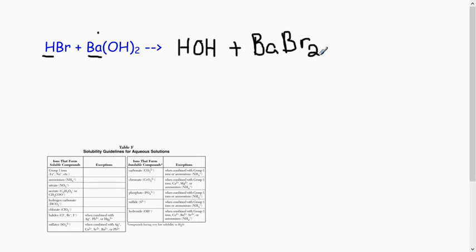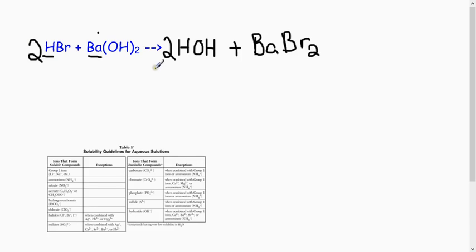I do need to balance this. We're going to save the hydrogens for the end because that's in both of my reactants. But I have one barium, one bromine on the left, but 2 on the right, which means I need to put a coefficient of 2 here. And then if I look at my oxygens, I have 2 oxygens on the left, so a coefficient of 2 here, which gives me 4 hydrogens on the right. There are 2 over here and another 2 here, so 4 on the left as well.